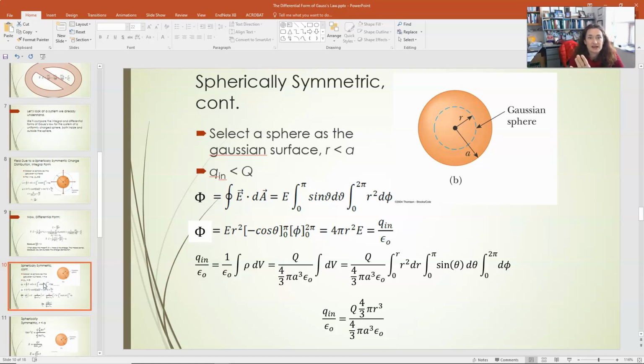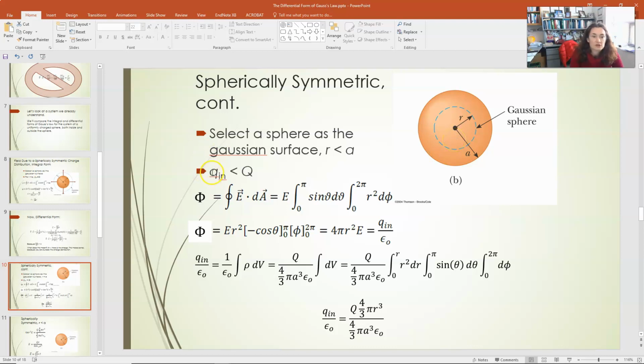Now let's look at r less than a. So now we're inside the sphere. We're going to select yet again a sphere as our Gaussian surface. It's indicated by this blue dashed line here. Okay? Now, at this blue dashed line, I am not enclosing all of my charge anymore because I'm not enclosing all of my sphere. I'm only going to be enclosing a fraction of that charge.